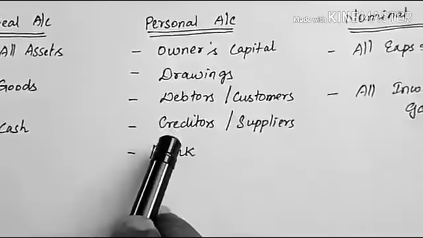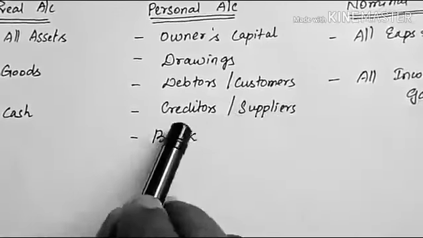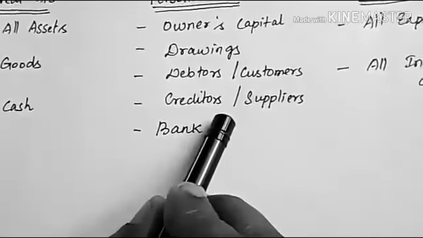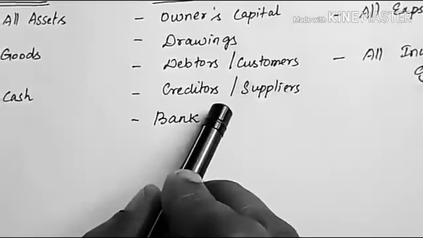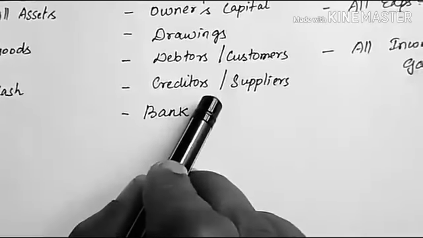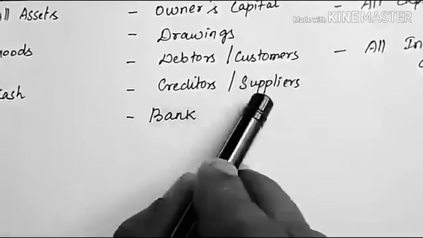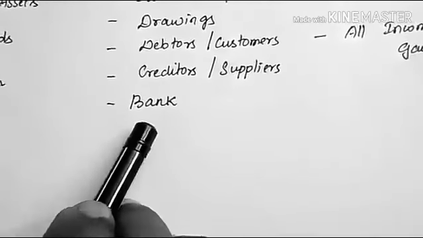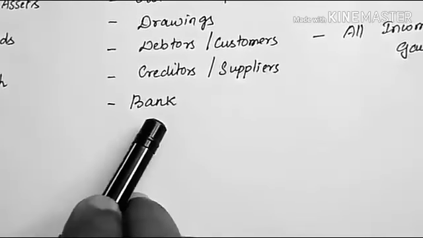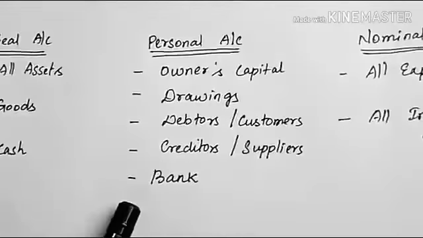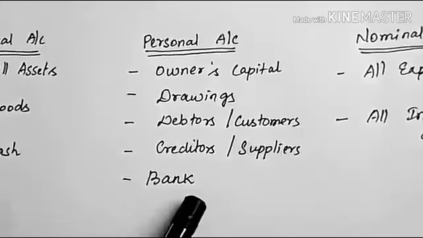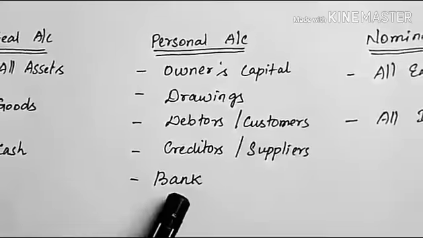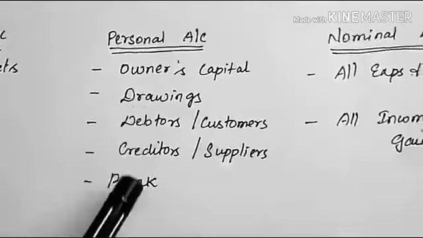Okay, the next one is creditor. Creditor means supplier. The person who gives benefit to the company without receiving any money or any benefit from the company is called a creditor. In future we need to make payment to the creditor or the supplier. That also comes under personal account. And the last one is bank. Nowadays the banker plays a very important role on behalf of the company. The banker makes payment to suppliers and receives amounts from customers on behalf of the company. So bank is also an artificial person which comes under personal account.